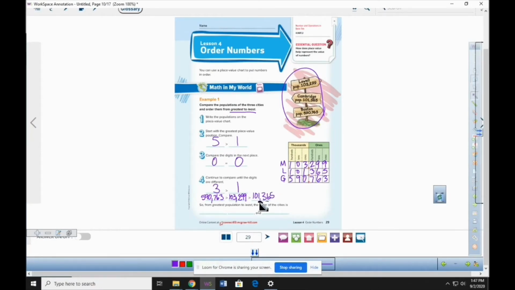I do have to pay attention to my questions because it does say from greatest population to least, order the cities. So this last one wants to know the names of the cities that go along with those numbers I put in order. Boston was the biggest, then Lowell, then Cambridge.